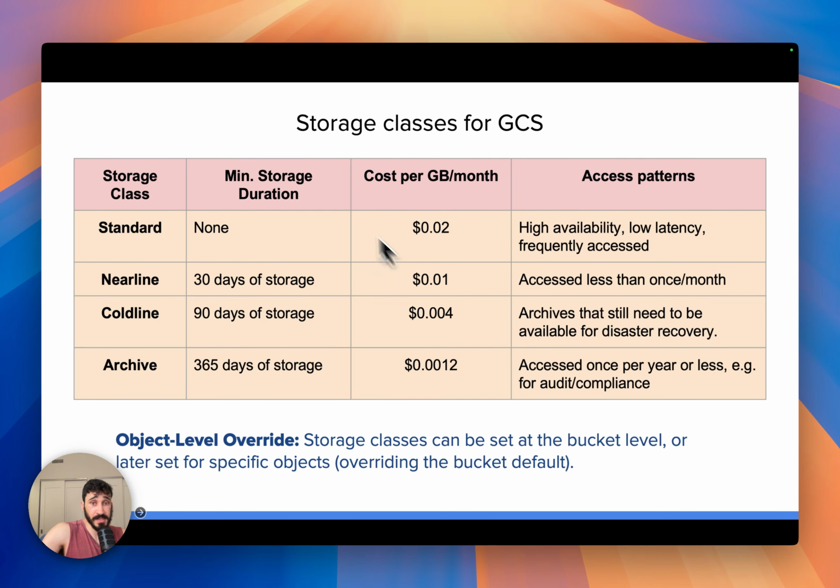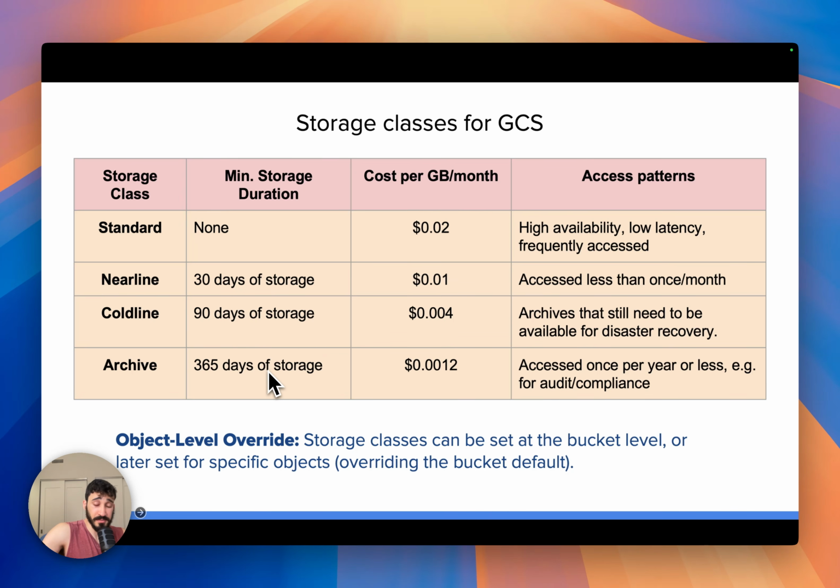All right, so storage classes for cloud storage. We've got standard, nearline, cold line, and archive. There's no minimum storage duration for standard. There's a minimum of 30 days for nearline. There's a minimum of 90 days for cold line, and there's a minimum of 365 days for archive.